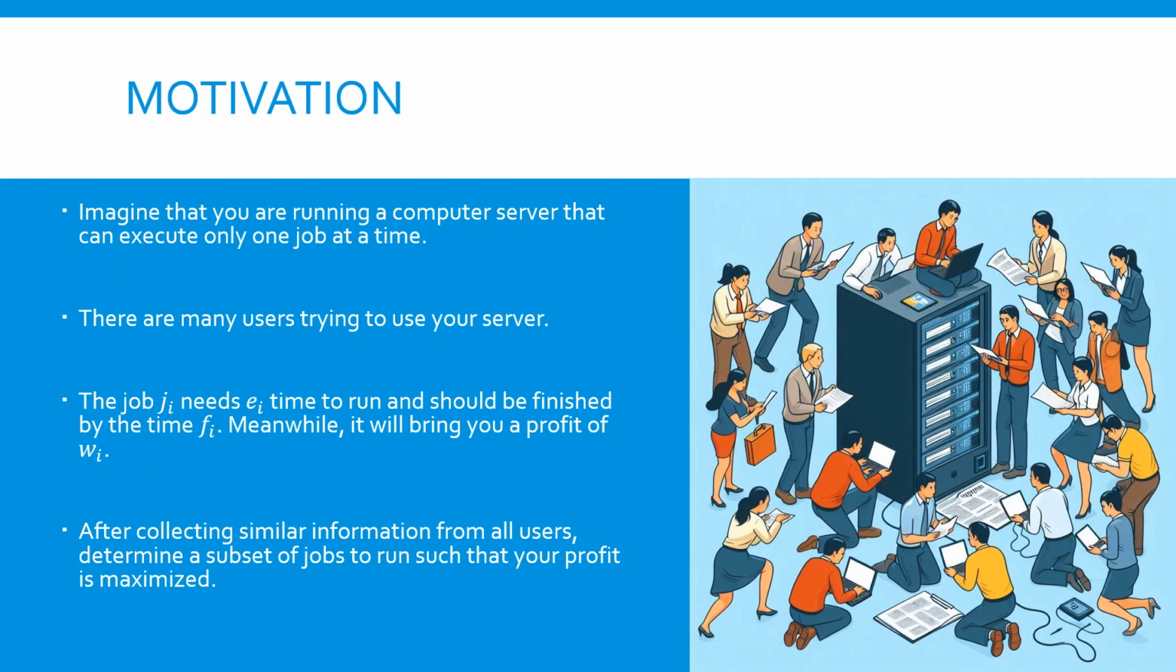Imagine that you are managing a computer server that can execute only one job at a time. The ith job, denoted as Ji, requires Ei units of time to complete and must be finished by a deadline Fi. If you can successfully complete the job, it will yield a profit of Wi. Given a set of jobs with this information, your task is to find a subset of jobs to run such that the total profit is maximized.